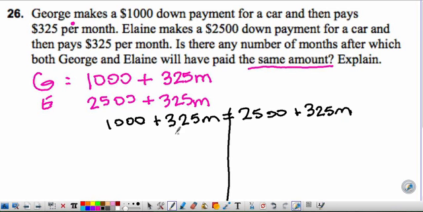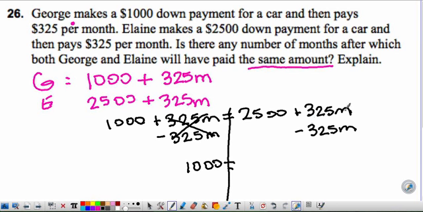I'm going to move this 325 over to the right. So I have to do the inverse of plus 325, which is minus 325. And I want to move the m too, so I'm going to minus 325m over here. 325m minus 325m is 0, and that leaves me with 1,000 over here. Bring your equal sign down. 325m minus 325m is 0, and that leaves me with 2,500. What happens when you have a number equals a number and it's not equal to it?